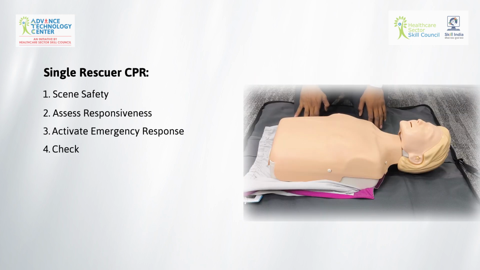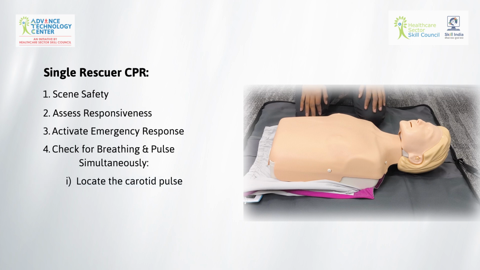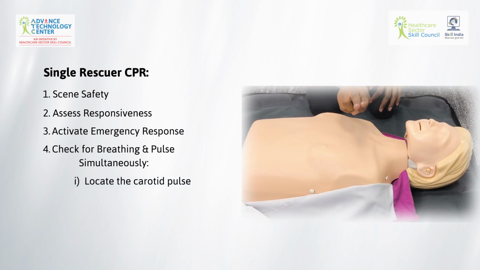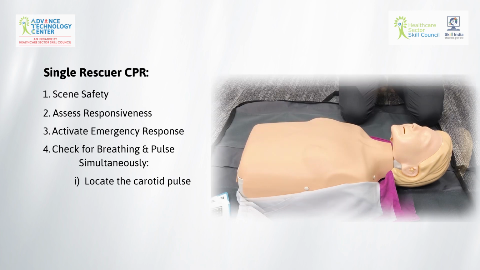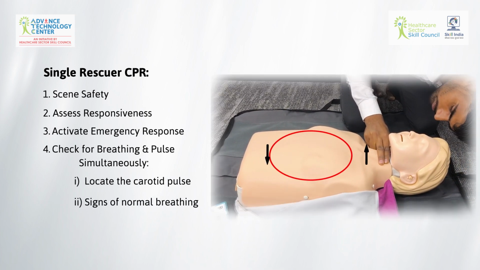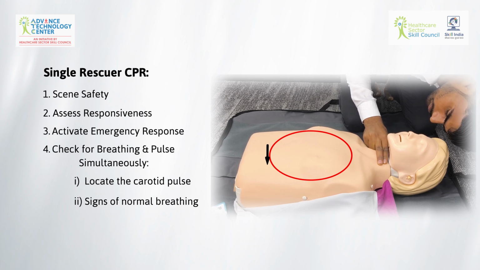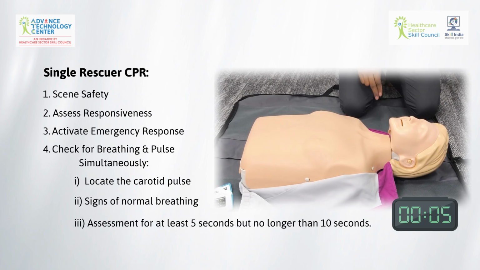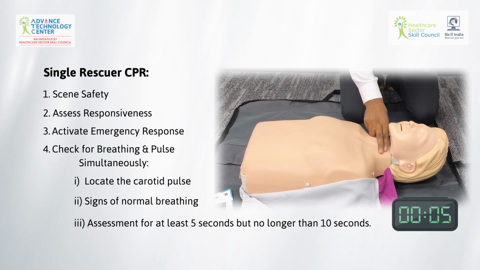4. Check for breathing and pulse simultaneously. First, locate the carotid pulse by placing 2 fingers in the groove between the trachea and neck muscles. Second, look for signs of normal breathing, chest movement, air exchange. Third, perform assessment for at least 5 seconds but no longer than 10 seconds.